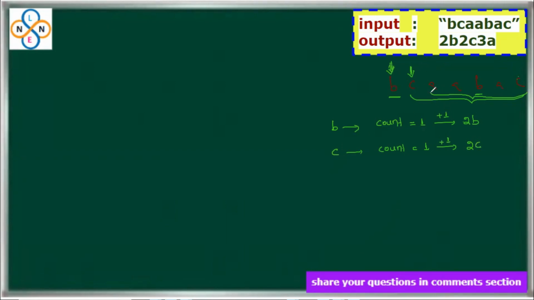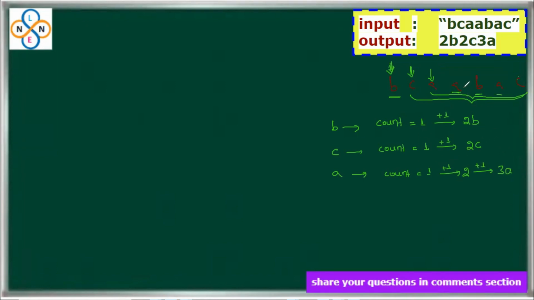Next, we have to consider the next character A. And once it is A, again the count has to start from 1, and depending on the number of times, the count has to be incremented. So A occurred one more time, then the count will become 2. And after that, A is there one more time, then the count will become 3. And the corresponding character A. So this is what we have to print.